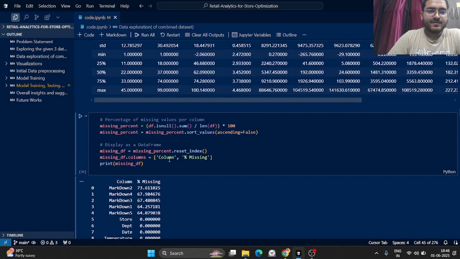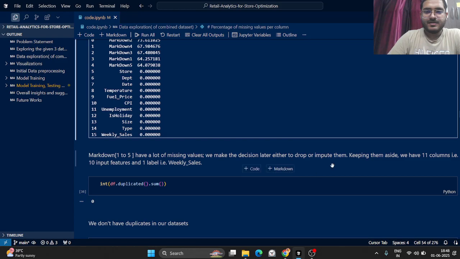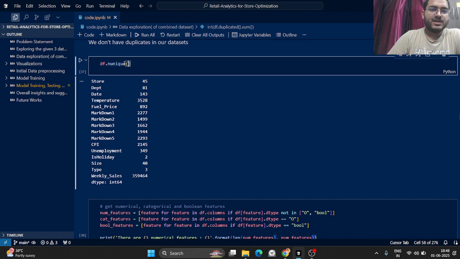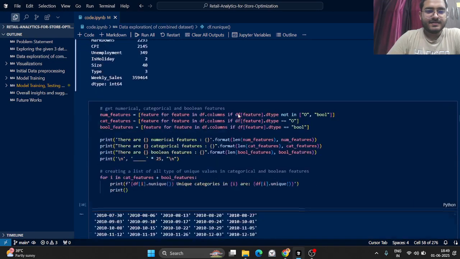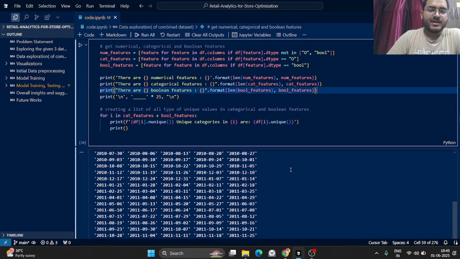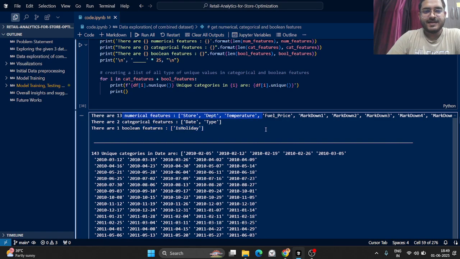They were described. We looked at the missing percentage. We found that the markdown columns have a lot of missing values. The minimum was 64% and it went as high as 73%. And we didn't have any duplicates in our dataset. We also looked at the number of unique values for each of the columns, or we can say features. And then we went on to output each of the unique values for the categorical or Boolean features, like date, type, and is holiday. We also looked at all the numerical features we have.